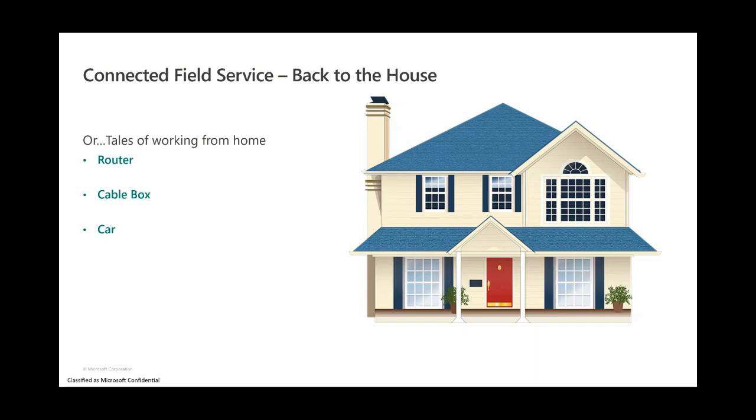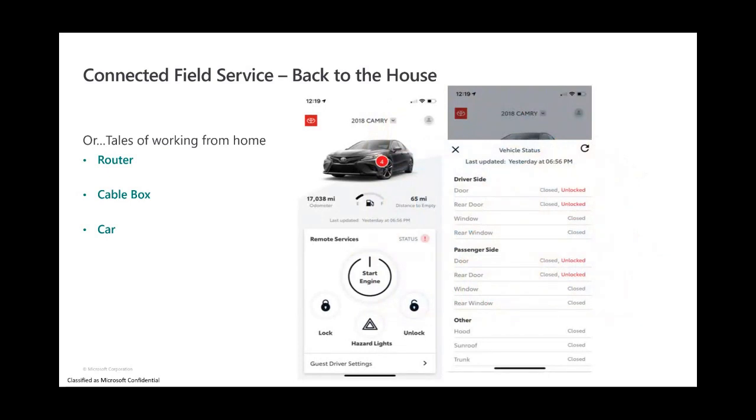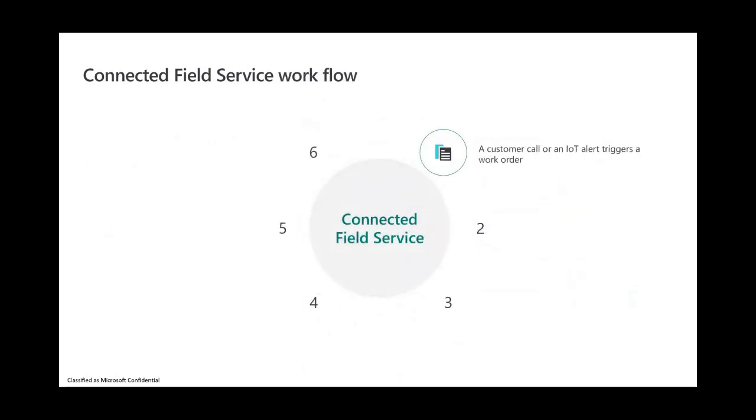From your smartwatch to your cable box to even your car now, there are alerts which can provide valuable data everywhere. In my case, I have a car that gives me alerts when I don't lock the door. So it's very similar to a monitored device for a customer. This is sending an alert to me to take some type of action. This is a similar way that connected field service works for our customers. An IoT trigger would trigger a work order via that alert.